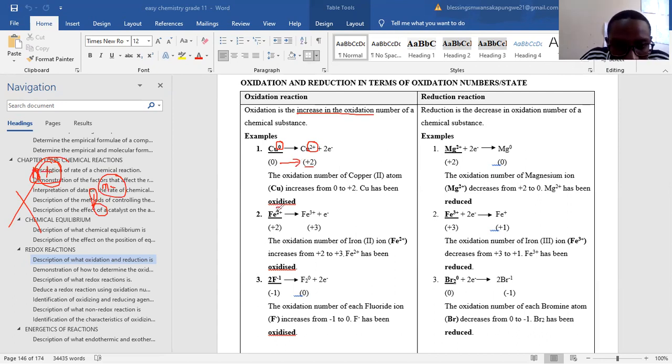Here we look at iron 2. So iron 2, its oxidation number is positive 2. Then iron 3, its oxidation number is positive 3. I'm sure we are able to see that there is an increase. So an increase in the oxidation number is what we call an oxidation reaction. Here we have a negative 1, which is going to 0. Fluorine is an independent element. It doesn't have any charge. According to the rules, it's 0. So we are moving from negative 1 to 0. So that is what we call an oxidation reaction.